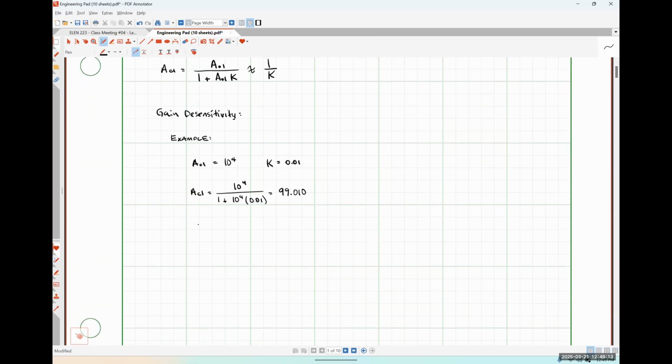If we had a second case where our open loop gain were 9 times 10 to the 3, which would be a 10% reduction in open loop gain.